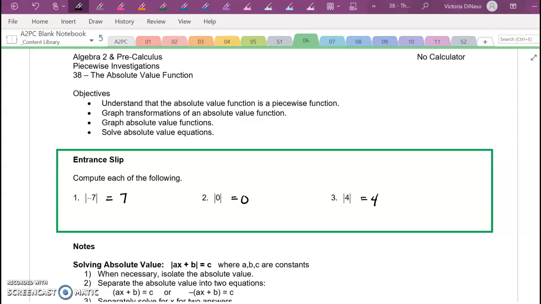So hopefully you got 7, 0, and 4. So anything that you put in always comes out positive. So you're always solving what's inside first and then getting that positive answer.